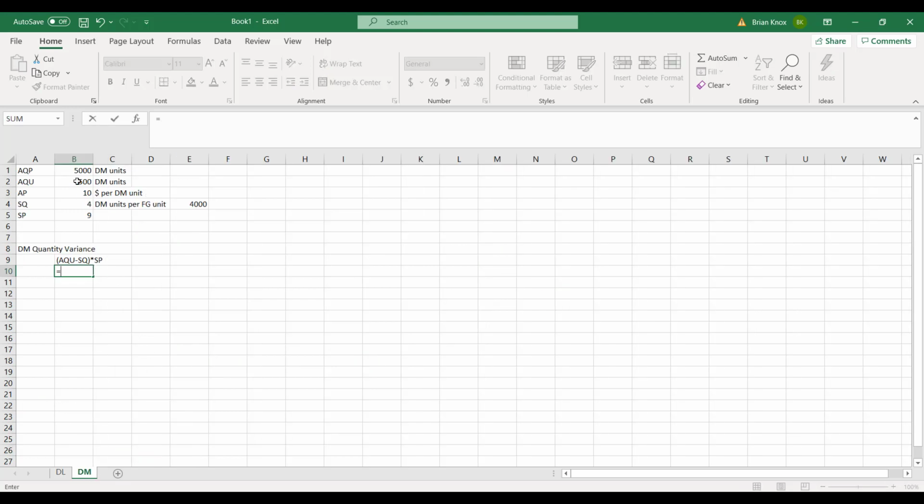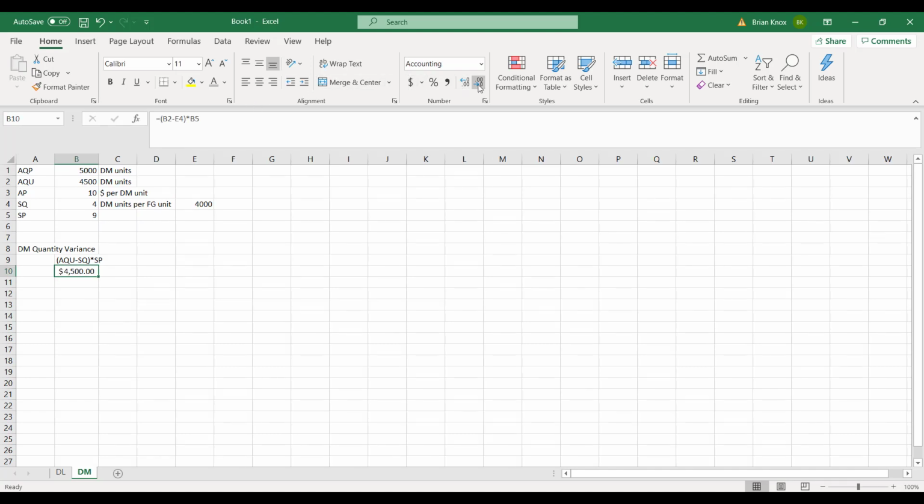Now we're going to go ahead and multiply our units out here, or rather, we're going to first take the difference. Our units used versus what we would expect to have used. We used 500 more units than we expected. Is that favorable or unfavorable? That's unfavorable. We used more units than we expected. And that all times the standard price for those units. So we have $4,500 worth of quantity variance.